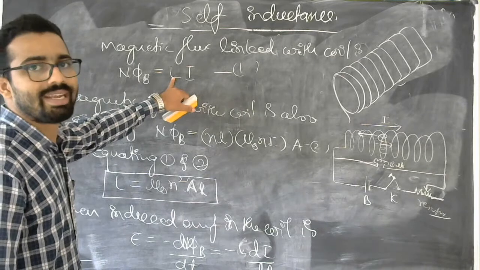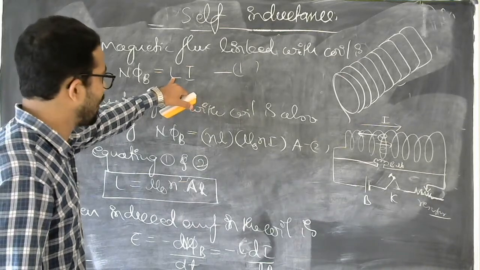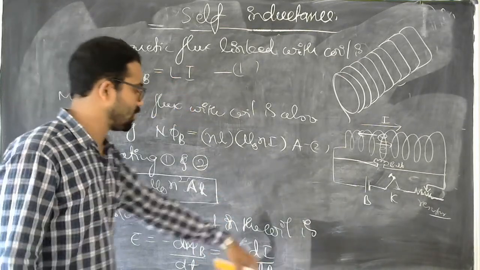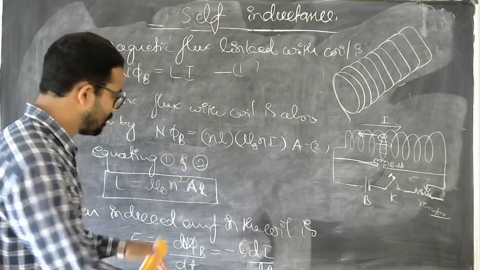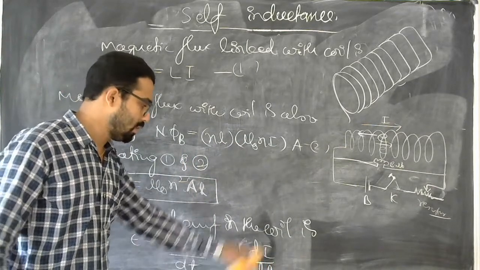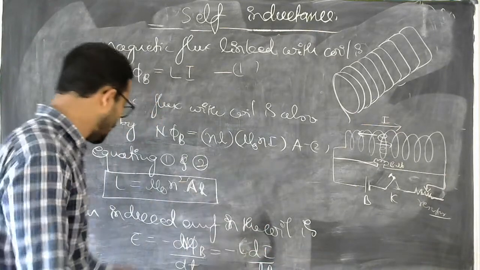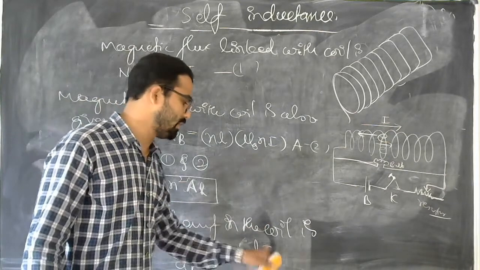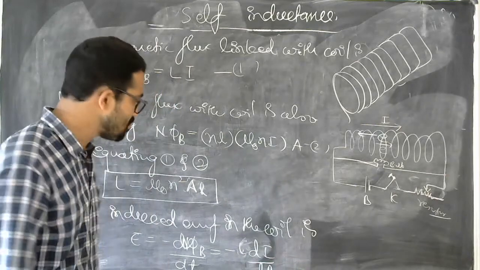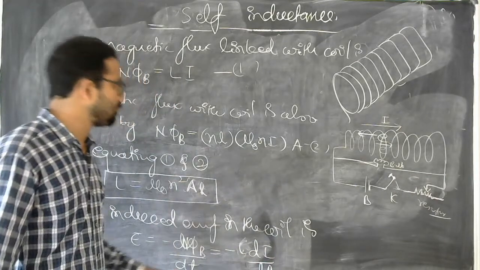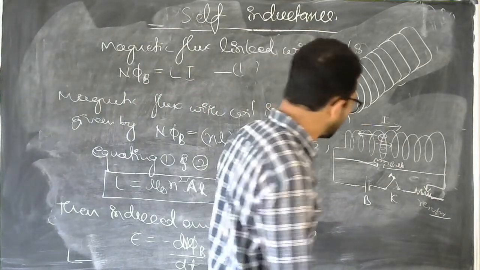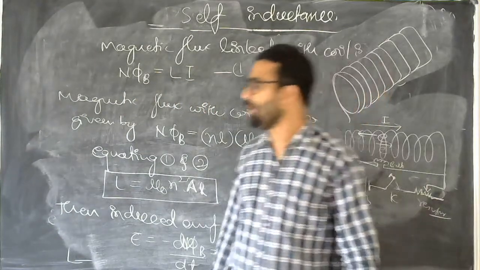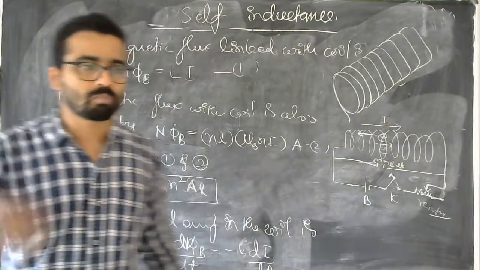Because L is a constant here, it is a proportionality constant, I told it already. So that is why we take L outside and we are left with the derivative of I, the rate of change of I. That is why E is equal to minus L into dI by dt. This is the induced back EMF in that coil. So this is about self-inductance of this coil.